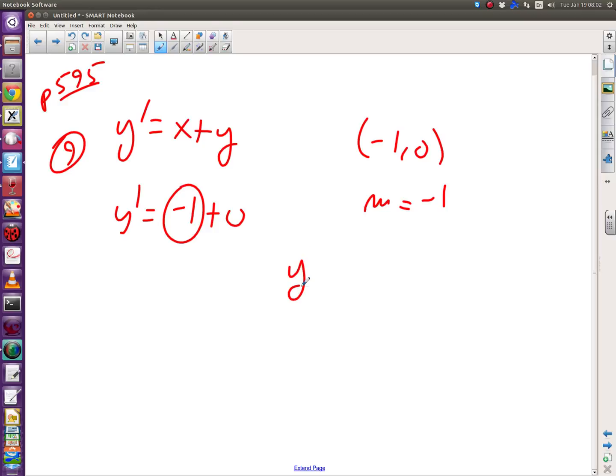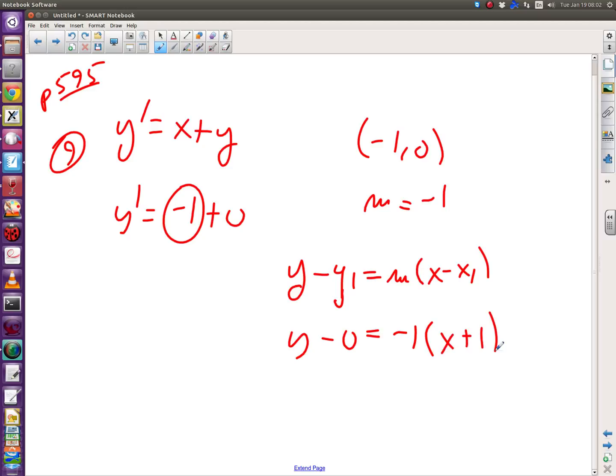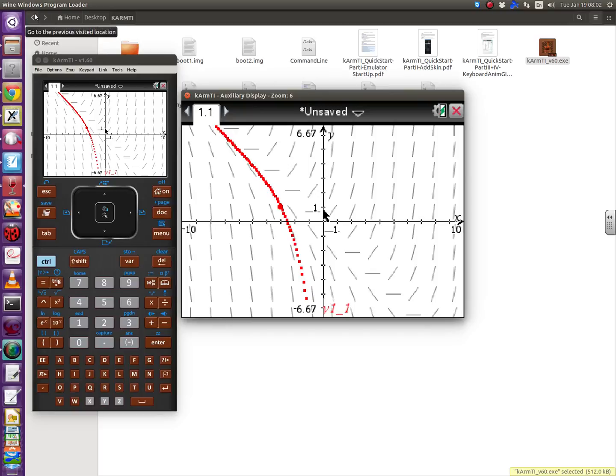y minus y1 equals m times x minus x1. So what's y1? 0. What's m? -1. And what's x1? -1, so minus a -1 is a +1. And if you distribute, y is going to be -x minus 1. So is that what we had? Right? If y equals -x minus 1, we have a -1 slope and a -1 y-intercept. Yeah, that line right there, going like this.